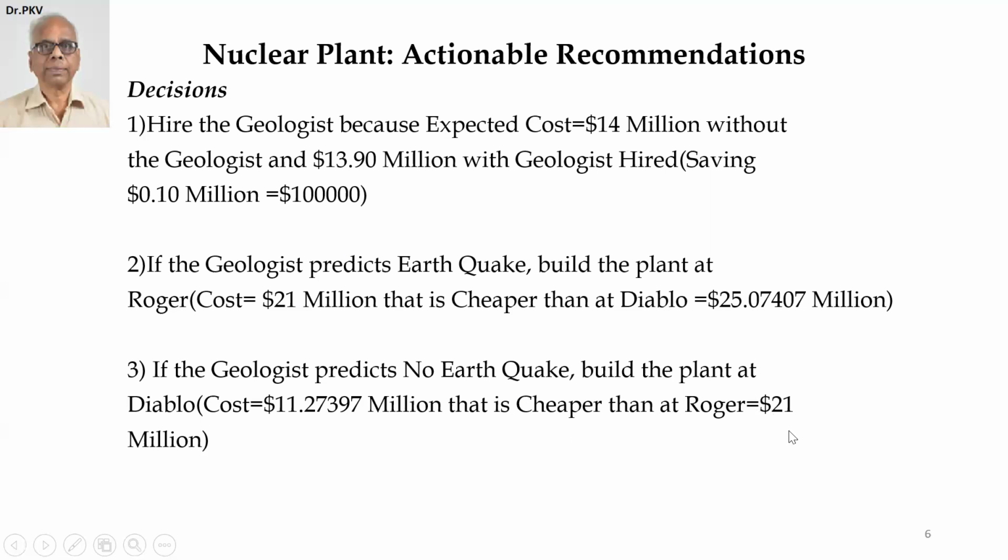And therefore, I conclude by saying decision one, hire the geologist. Then sequentially, if the geologist predicts earthquake, build the plant at Roja. If the geologist predicts no earthquake, build the plant at Diablo. And this is the beauty of decision tree, which can handle the sequential decision making, which is the hallmark in most of the time using the Bayesian analysis or the conditional probability being inverted, which is the power of information and insight.